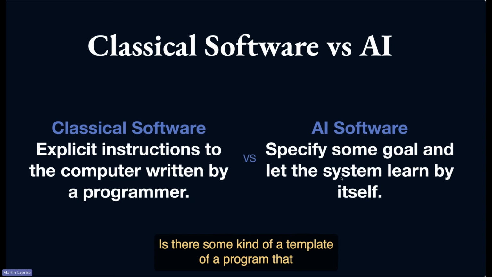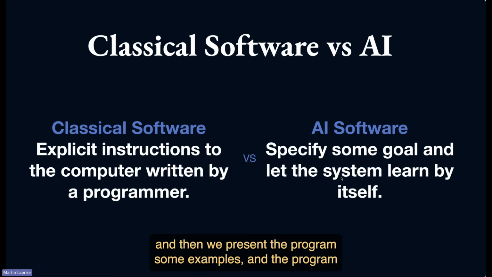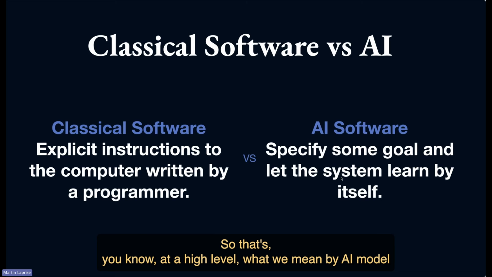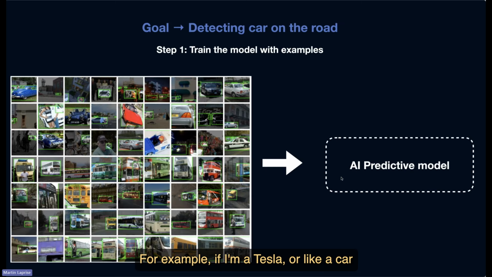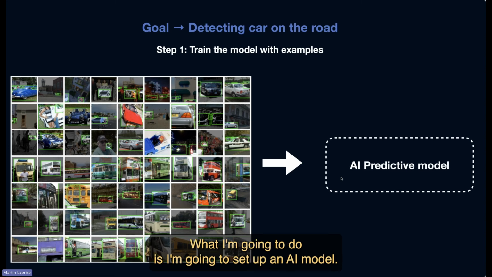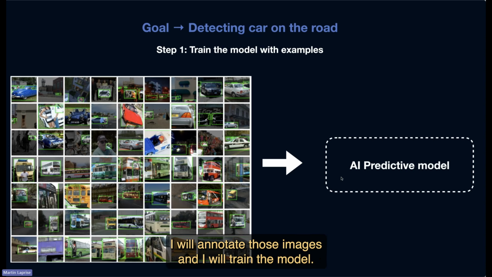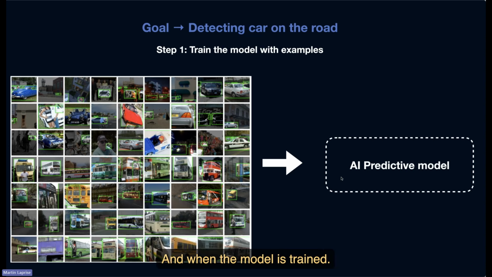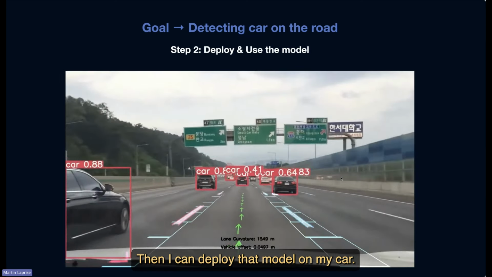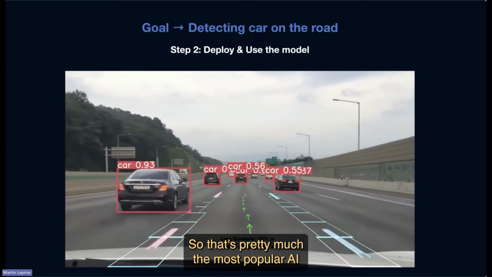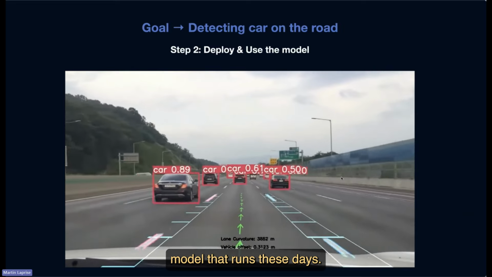And what we mean by an AI model is some kind of a template of a program where we specify the goal that we want to achieve, and then we present the program some examples, and the AI model will learn the instructions by itself. So that's at a high level what we mean by AI model. For example, if I'm Tesla or a car manufacturer and I want to detect cars on the road, I'm going to set up an AI model. I'm going to provide some examples of cars. I will annotate those images, and I will train the model. And when the model is trained, then I can deploy that model on my car, and I can do predictions live on my video stream.